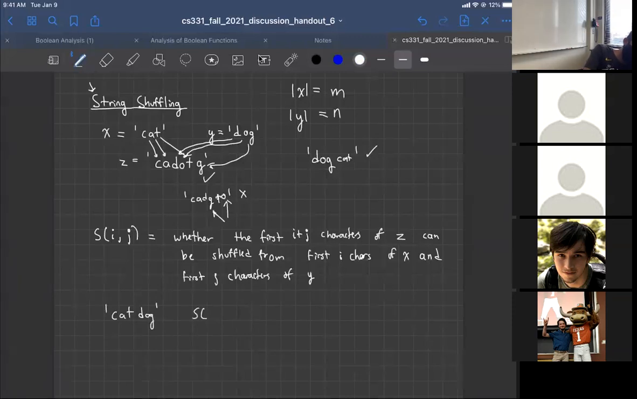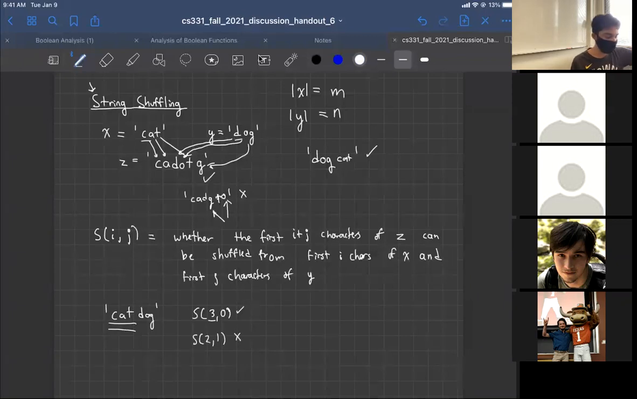So S of 3 comma 0 would be correct. Why is that? Because the first 3 plus 0, the first 3 characters come from the first 3 characters of cat, right? But S of 2 comma 1 is false because the first 2 plus 1 equals 3 characters of cat dog do not come from the first 2 characters of cat and the first character of dog. That would be CAD or CDA or DCA. It would certainly not be cat. Okay? Does everyone understand our subproblem?